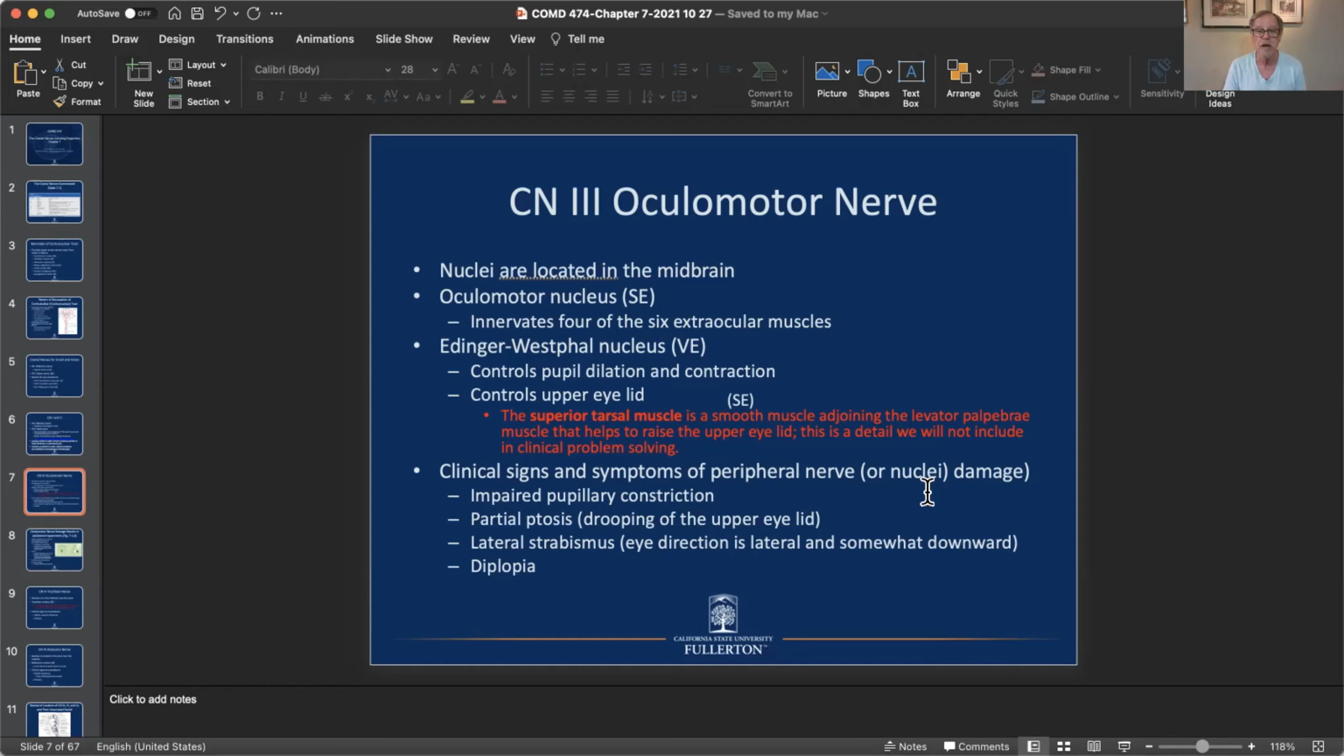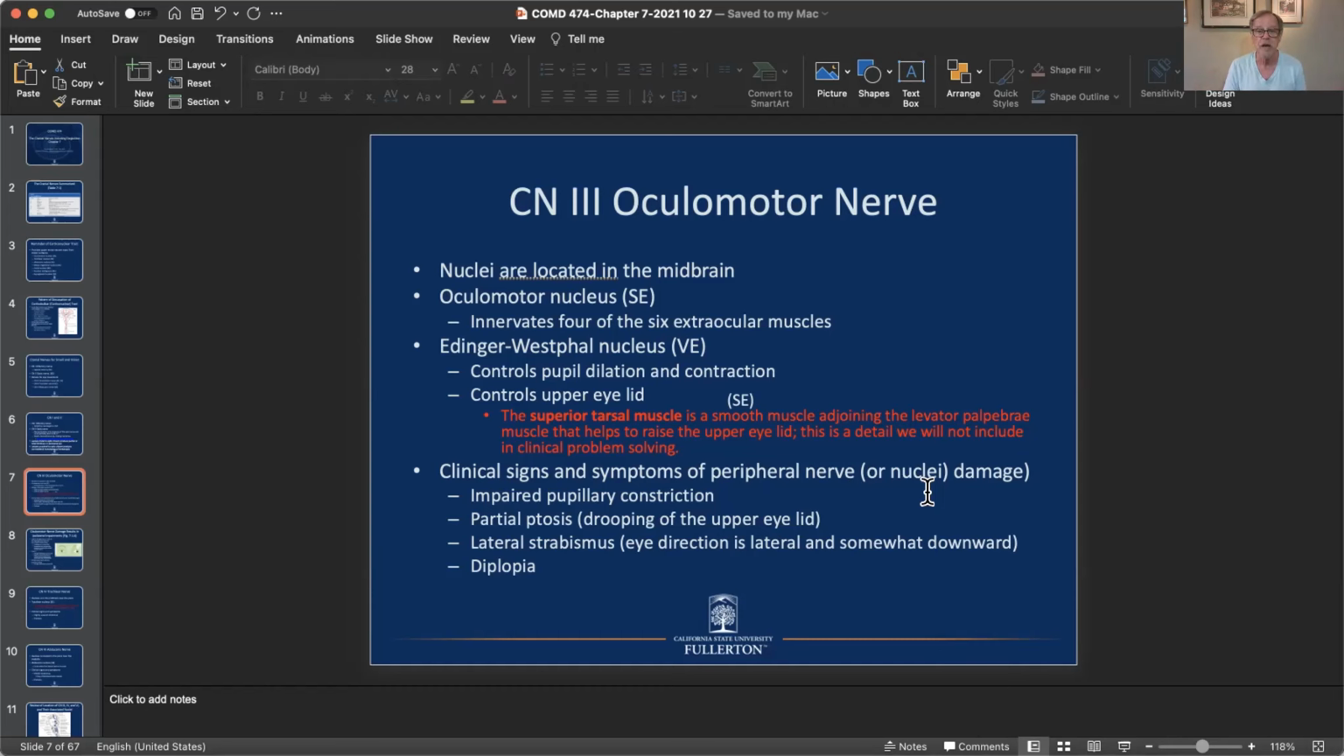The clinical signs and symptoms for damage to this nerve would be impaired pupillary constriction, a partial, what's called a ptosis, meaning a drooping of the upper eyelid. That is pronounced ptosis, without the P. They also have a lateral strabismus, meaning the eye in the relaxed posture is deviating to the right. If you tell them to look to the right, you don't see anything wrong. But if they're looking ahead, the one eye is off to the right, and that would be a lateral strabismus.